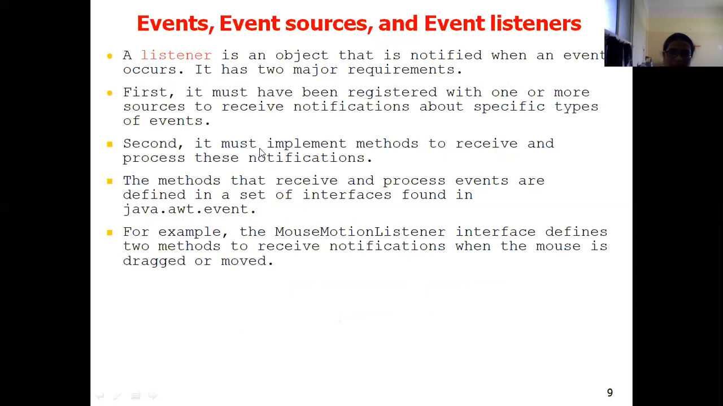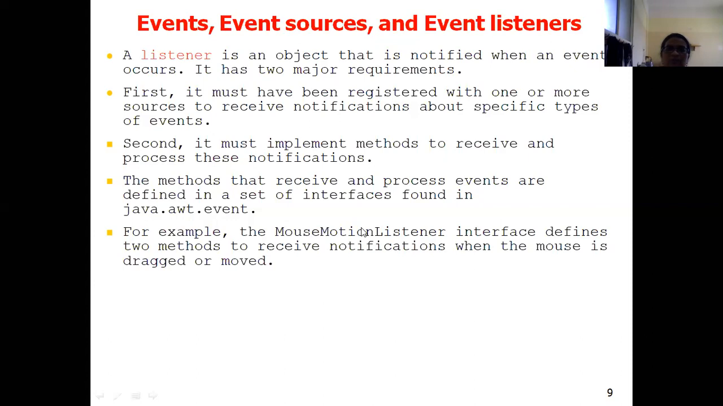This is important. The methods that receive or process events are defined in a set of interfaces found in java.awt.event. So for events you just have to import java.awt.event, either for a mouse motion listener or a key listener or any object you are creating, either an applet or a swing component or a button or a scroll bar.